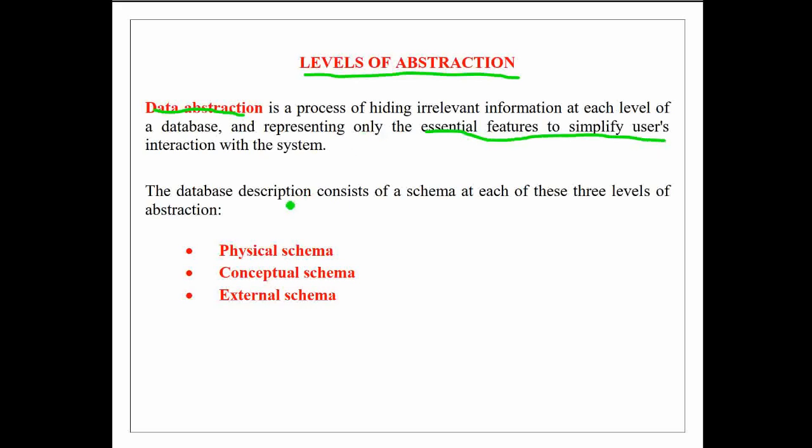That is, this data abstraction is achieved by describing the data that is required for the users at each level with its corresponding schemas such as physical schema, conceptual schema and external schema as shown in this figure.